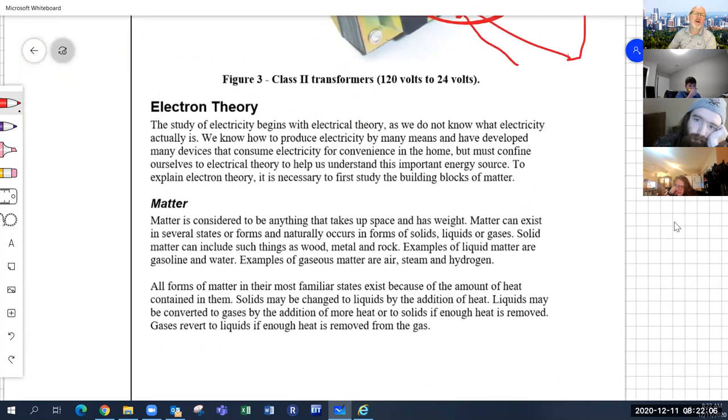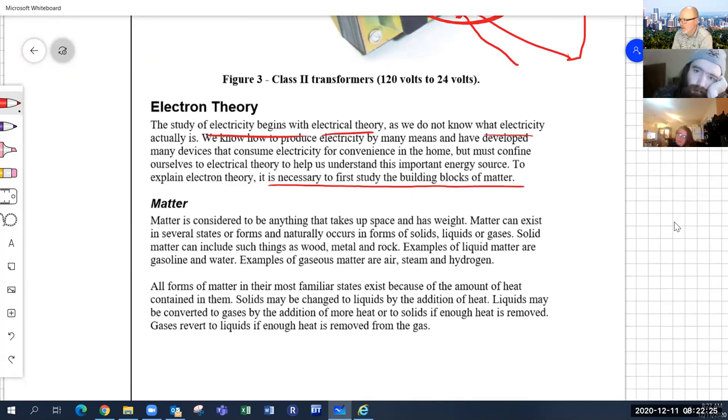So then we go into electron theory. The study of electricity begins with electrical theory. Now we know what electricity is, but we have to understand the building blocks of matter.